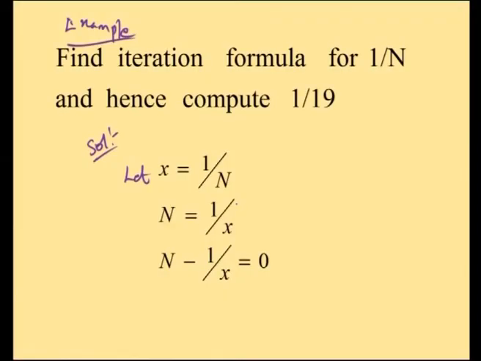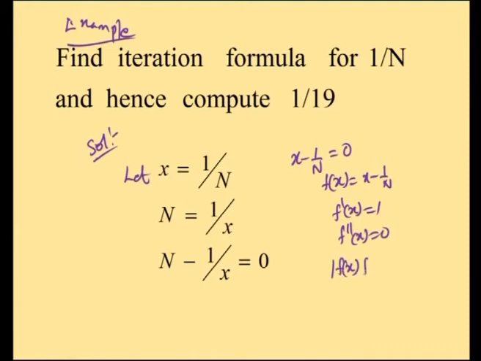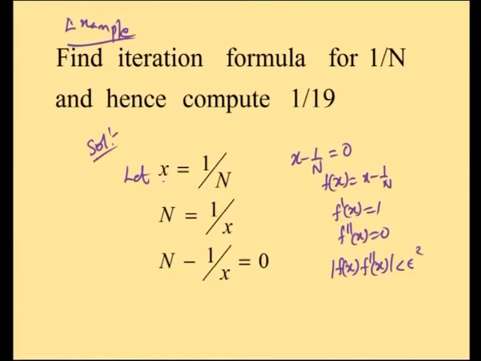If I take x minus 1 by n, then f of x is equal to x minus 1 by n, so that f dash of x is equal to 1 and f double dash of x becomes 0, and the condition for convergence, modulus of f of x into f double dash of x less than epsilon square, cannot be satisfied because it is equal to 0. So x is equal to 1 by n should be considered as n is equal to 1 by x, and n minus 1 by x equals 0.